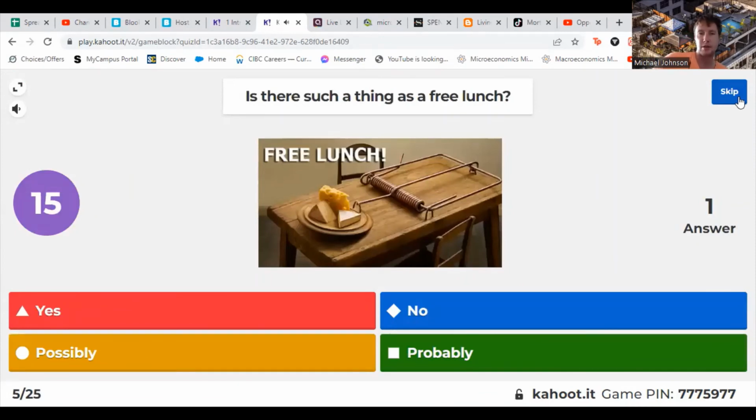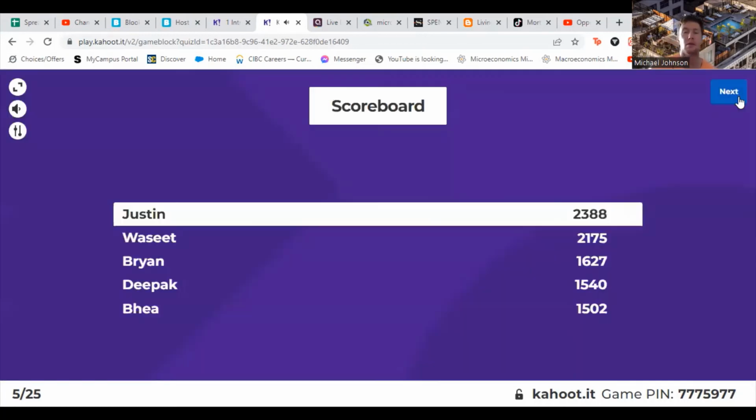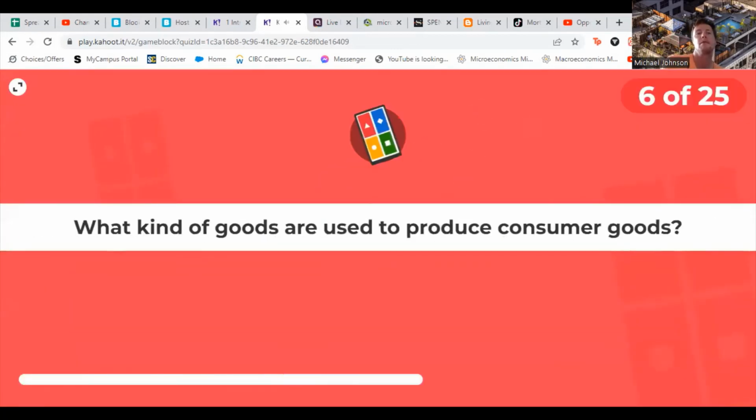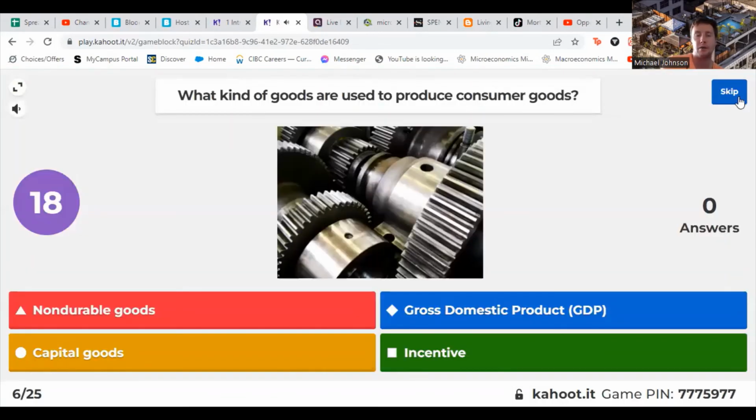So the question is, is there such thing as a free lunch? Red is yes, no is blue, yellow is possibly, green is probably. Can you see the question now? I'll say the question and the answers too, and just say which color they are. So the question is, what kind of goods are used to produce consumer goods? Red is non-durable goods, blue is gross domestic product, yellow is capital goods and green is incentive.